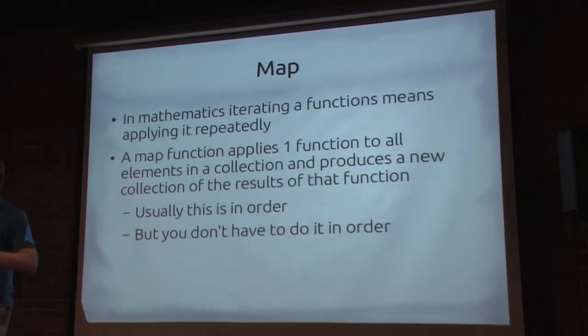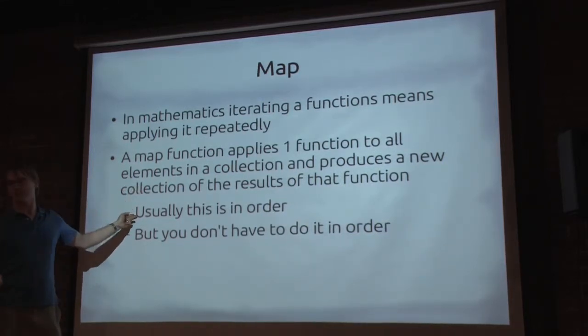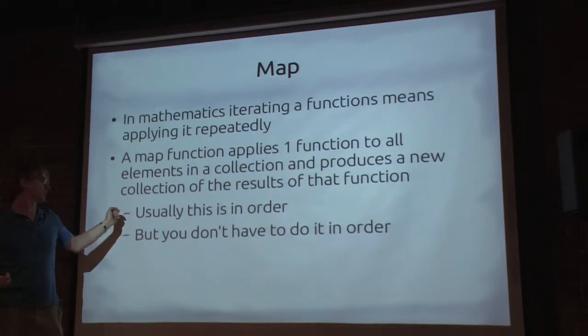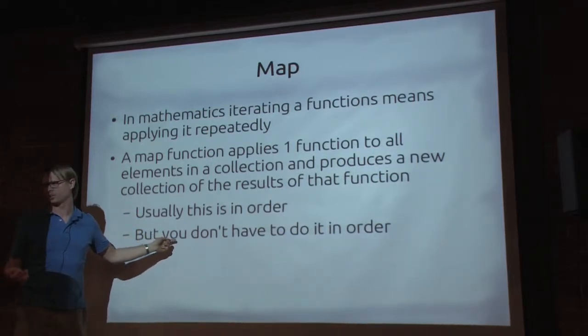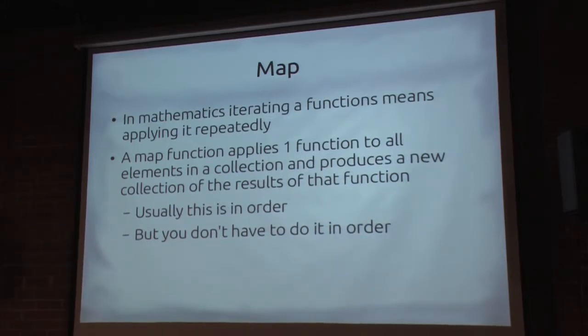So like I mentioned before, iteration in mathematics is applying a function repeatedly. So what the map function in Python allows us to do is apply a function repeatedly, basically once per element in a collection, and produce a new collection of the results of applying that function. The map applies it to everything, it produces a new collection. The collection comes out in the same order as you gave it, but you don't have to do the evaluation in order in a map. Although in Python by default, it will do this. It'll do it in order.